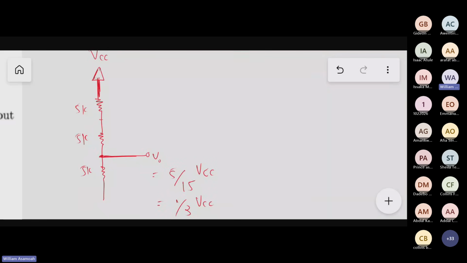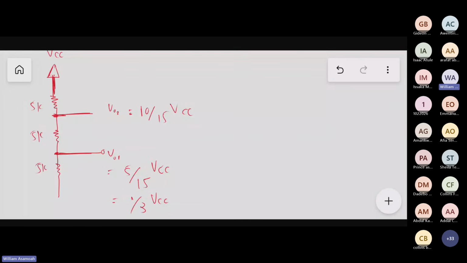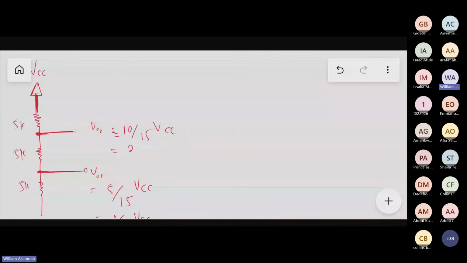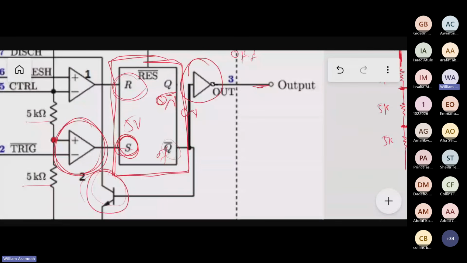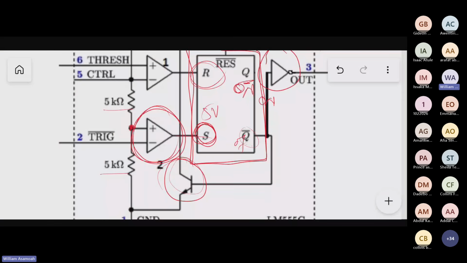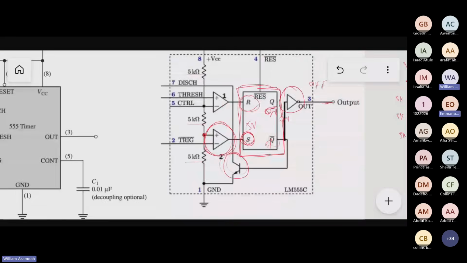If we take the voltage output at this other point here, similarly, V output 1 is going to be 10 over 15 times VCC. And this will be equal to 2/3 VCC. Right, so what it means is, look at what happens when the device starts.